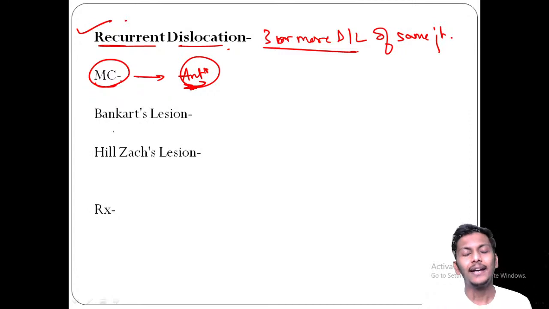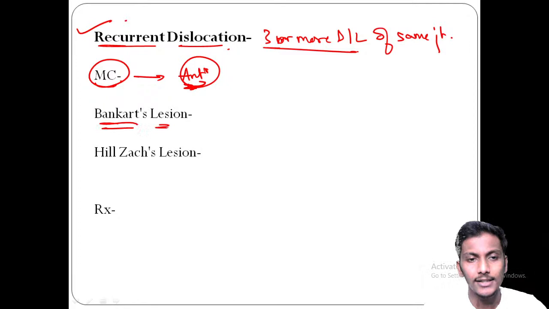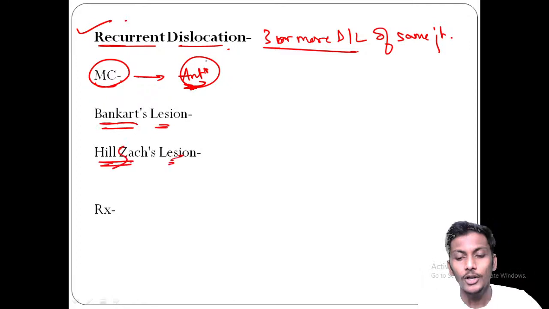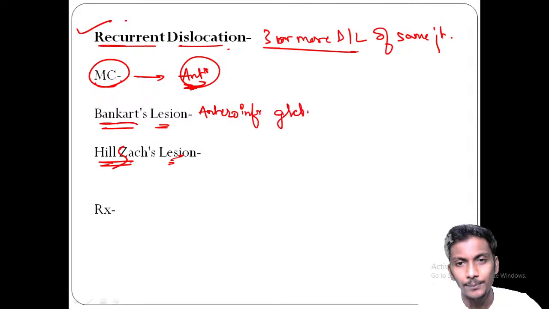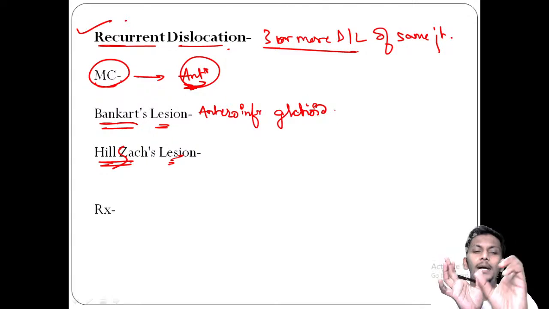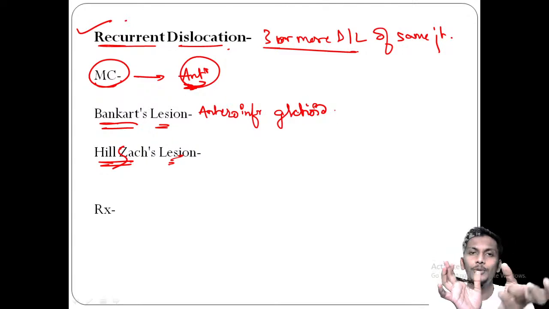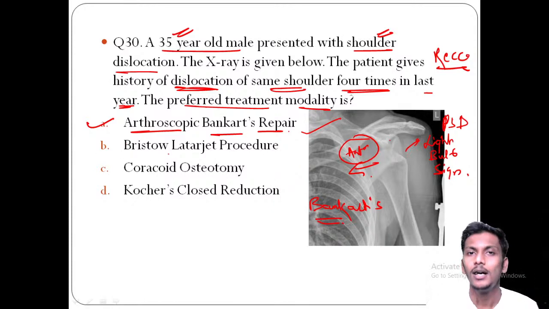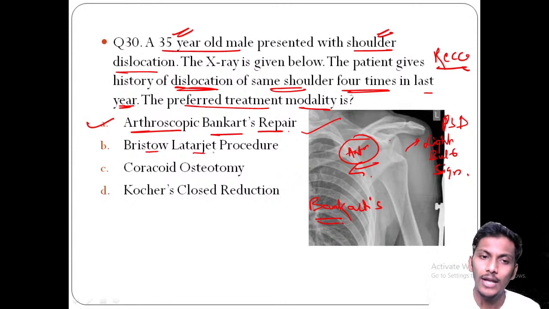Now this recurrent dislocation can be due to some lesions. Either it can be a Bankart's lesion or it can be a Hill-Sachs lesion. So what do we mean by a Bankart's lesion? In Bankart's lesion there is an antero-inferior glenoid labrum tear. Usually in the shoulder joint there is a glenoid labrum, and this glenoid labrum prevents the shoulder joint from being dislocated anteriorly. But with dislocation usually due to a Hill-Sachs lesion, then your answer would have been Bristow-Latarjet procedure, right?